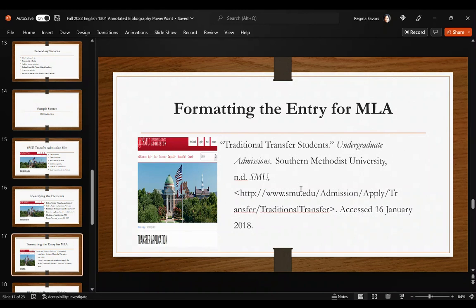So here's the formatted entry. So traditional transfer students, and it's hard to see it under here, but it's under transfer application. So even though I landed on transfer application, there were other sections probably that I got the information from, and so I decided to use that as the title of work. Then undergraduate admissions, that's the web page, or the title of the website. Southern Methodist University. There is no date of update. And then here is the URL as you see it here and the date that I accessed it. So it's accessed 16 January 2018.